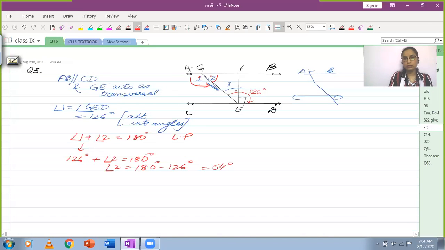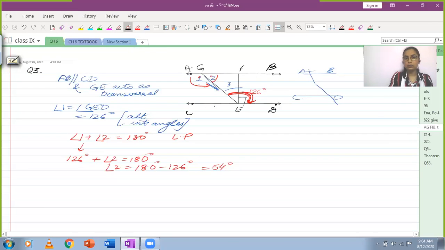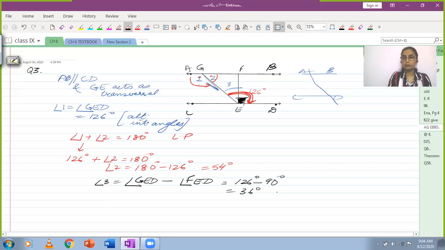Now, there are multiple ways to find this out. We can be using 126 minus 90. The angle which is marked in red here, this is complete 126 degrees from GED. And out of this, if we take away this part, the one which is perpendicular, we will be left with angle 3. So angle 3 can be calculated from here. Angle 3 actually is angle GED minus angle FED. Now, again, it's not necessary for you to write the names in the exam. You can simply write that angle 3 is actually equal to 126 degrees minus 90 degrees. It will be completely fine. 36.